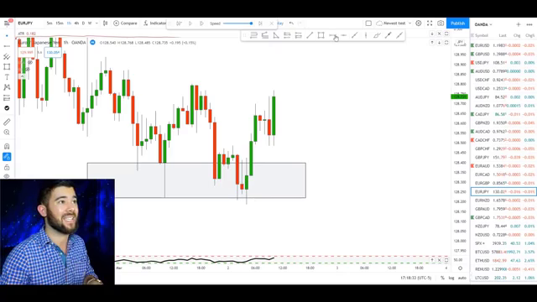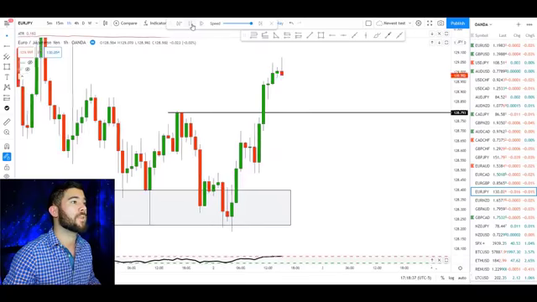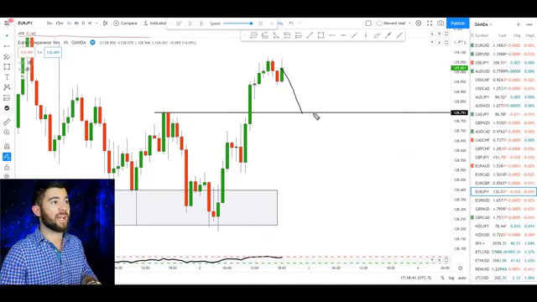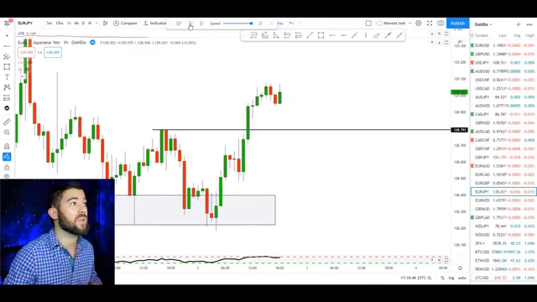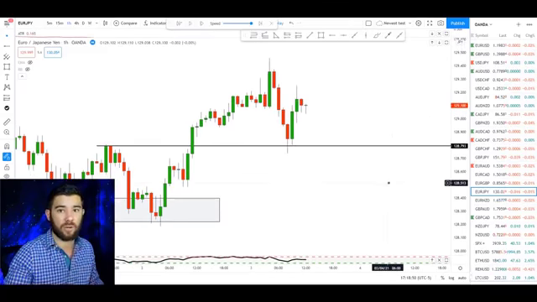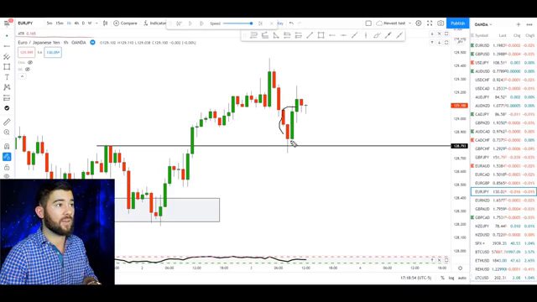The next thing I need to see is a break of this neckline. Once I see that, like we do right there, I'm then waiting for this market to pull back to that neckline to place my possible entry. Once we pull back to the neckline, I want to see buying pressure. For me, buying pressure is nothing more than a green candle.